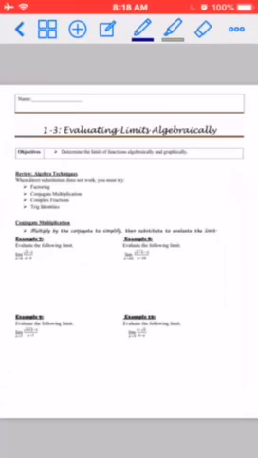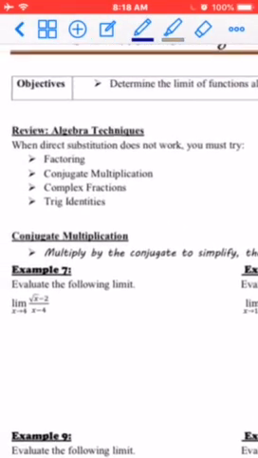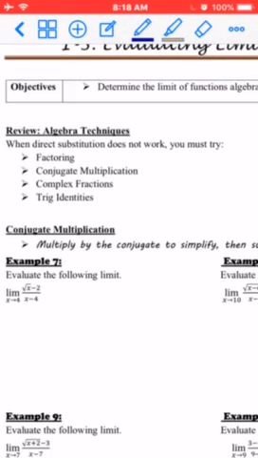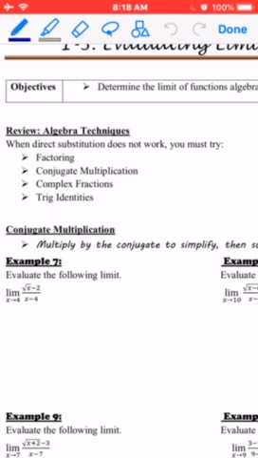Evaluating limits algebraically continued here. We're still trying to determine the limit of functions algebraically, and we've talked about factoring. So today we're going to look at conjugate multiplication, complex fractions, and trig identities.